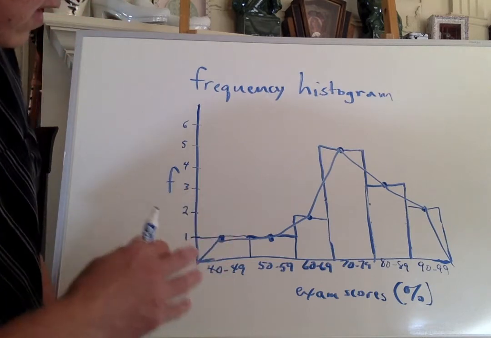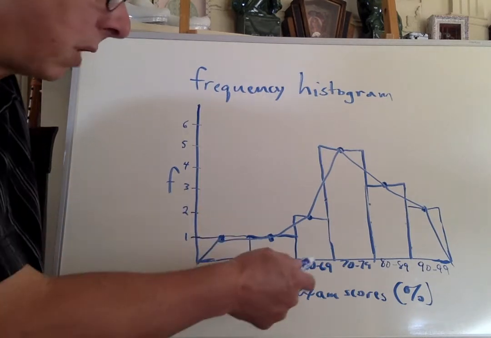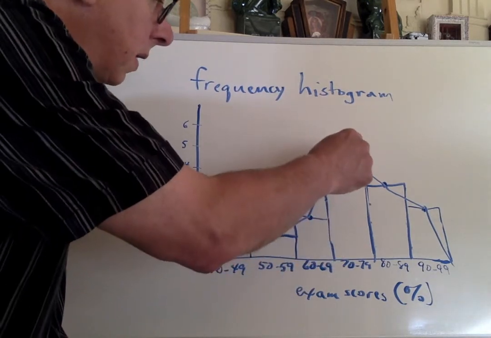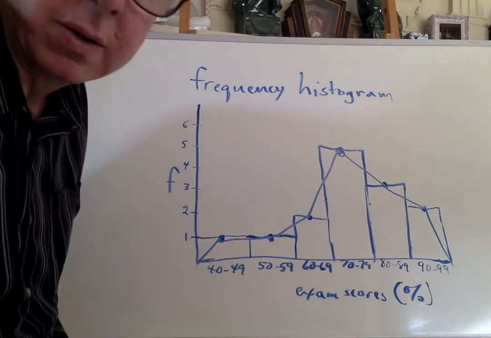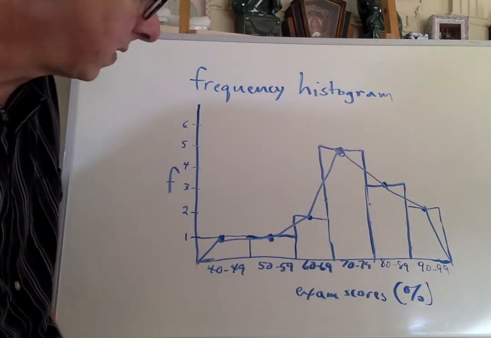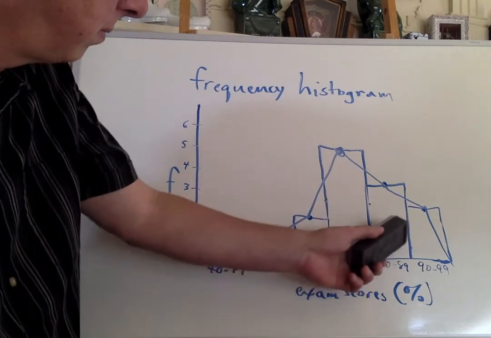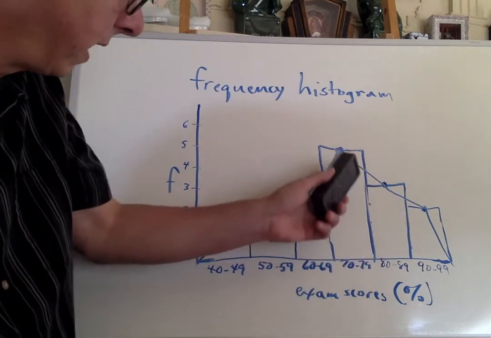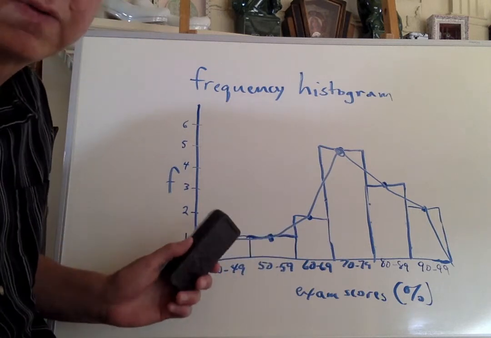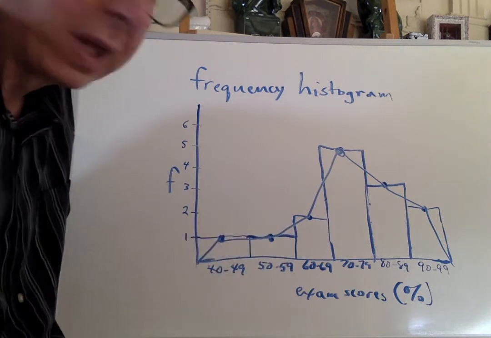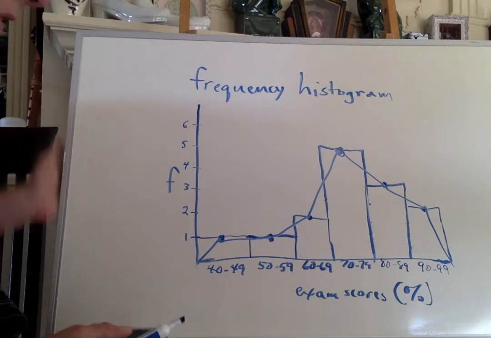Once again, it kind of tells people we can see what the modal interval was here. The highest point in the graph is the mode, and we see that there are lots of people in this interval, and then as we move away from that, we see fewer and fewer people. Okay, so that's frequency histogram.